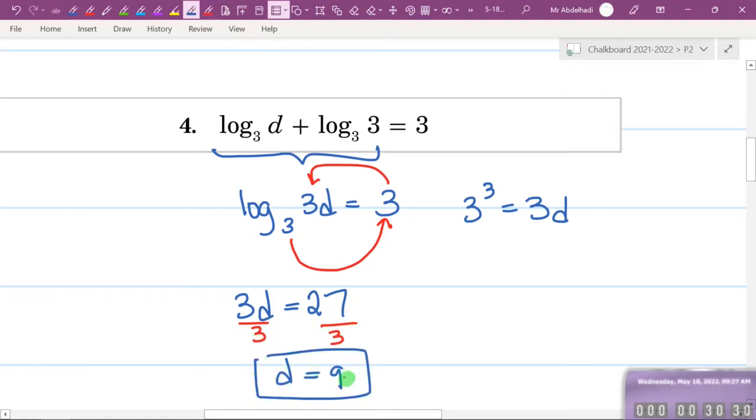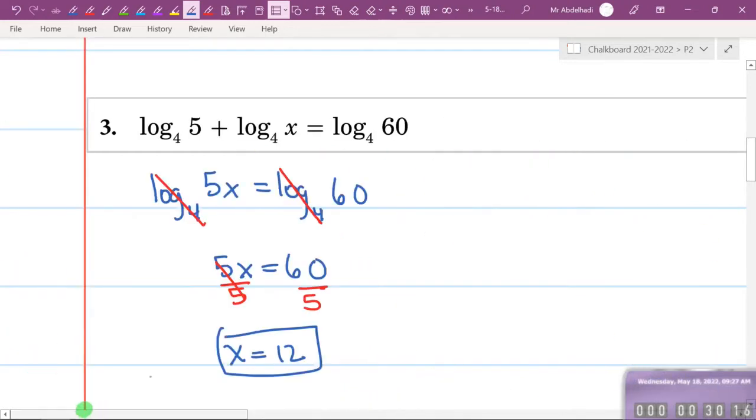Okay. And if you plug that 9 into all the logarithms, you have to make sure it works. Plug the 9 into this d, you're taking the log of 9, which is fine, it's positive. And this one I don't have to worry about because there's no d to plug into. So that's it. This one's good. Okay, now we go on to number 5.